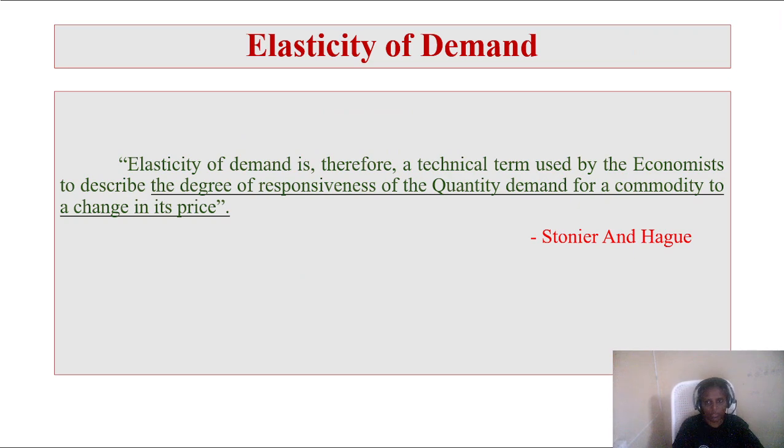So obviously we know elasticity of demand. According to Stoner and Hogg, they explain elasticity of demand as the degree of responsiveness of the quantity demanded for a commodity to a change in its price. So this shift in the demand curve from left and right, we call it elasticity. So how far is it elastic?